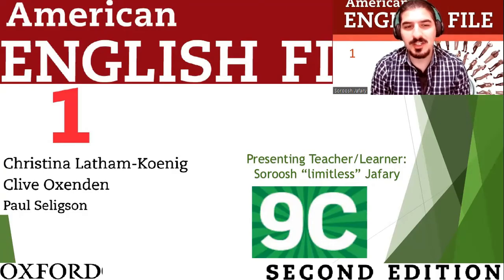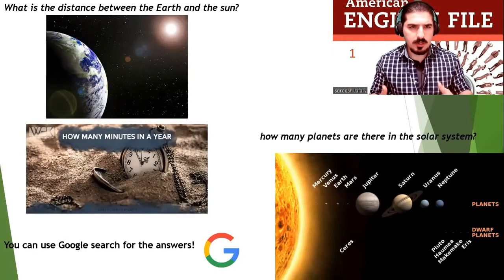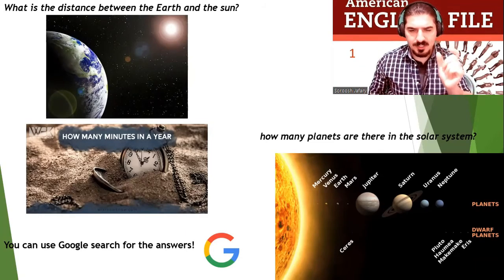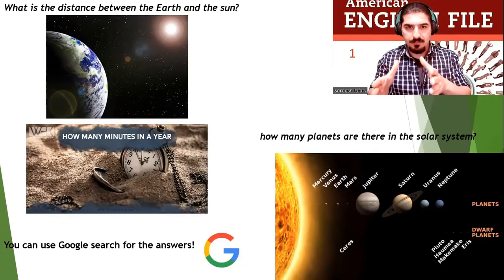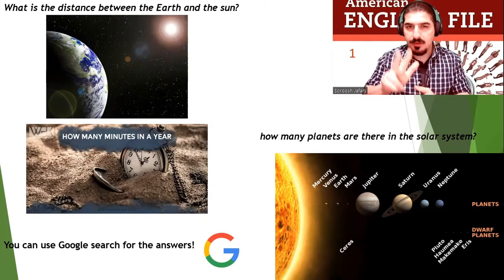This is American English File, 2nd edition, Book 1, Student Book, Part 9C. Now, today we're going to talk about numbers. I have 3 questions for you. What is the distance between the Earth and the Sun? The second question, how many minutes in a year do we have? And the third question, how many planets are there in the solar system?